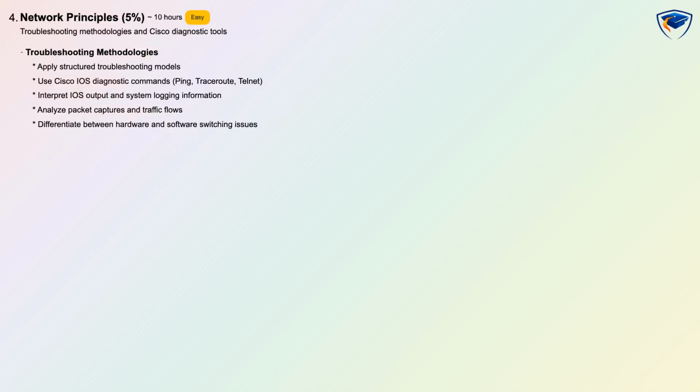Network principles is a small but important 5% of the exam, rated easy with about 10 hours of study that include both conceptual and scenario-based assessments. You will apply structured troubleshooting models and follow a consistent process to identify root causes. Learn core Cisco IOS diagnostic commands like ping, traceroute and telnet, and practice interpreting IOS output and system logs. The domain also covers packet capture analysis and how to distinguish hardware versus software switching problems.